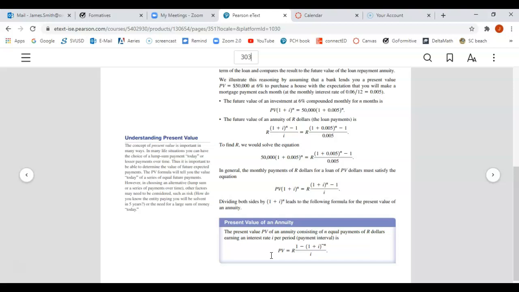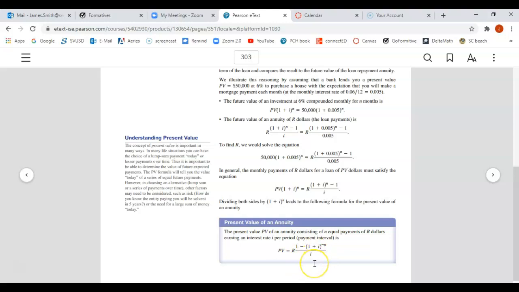R represents the payments that you're going to make each month, and typically that's what we are solving for. So most likely we will be getting a number out of this and then dividing it into the present value that we owe.